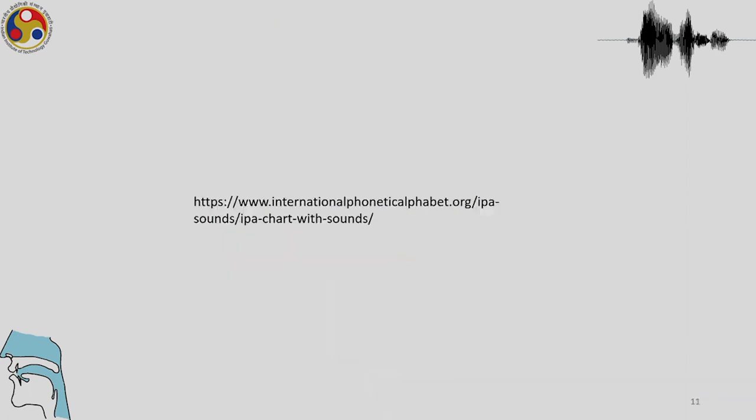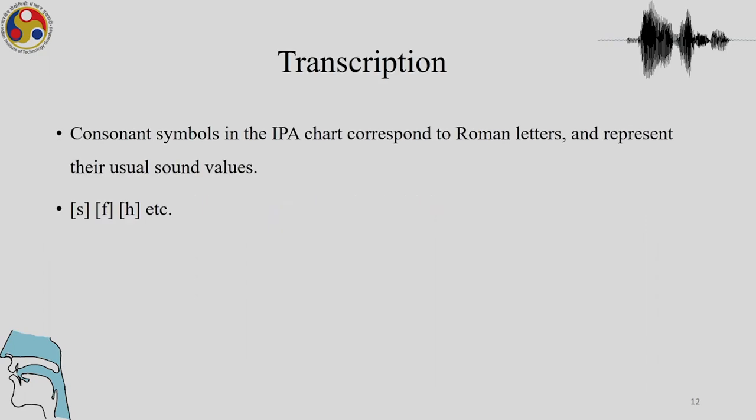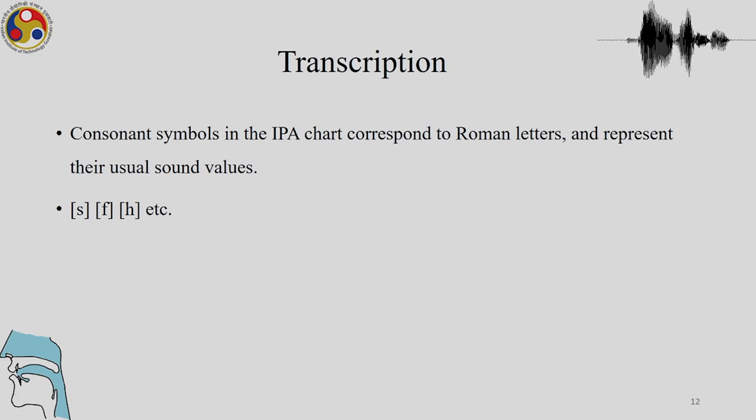If you click on the individual sounds, then you hear the way that they're produced, following this link. Consonant symbols in the International Phonetic Alphabet chart correspond to Roman letters and represent the usual values. You have seen these symbols, and as you can imagine, they are what we produce them as in the Roman letters. So this is sir, and this is fur, this is her.